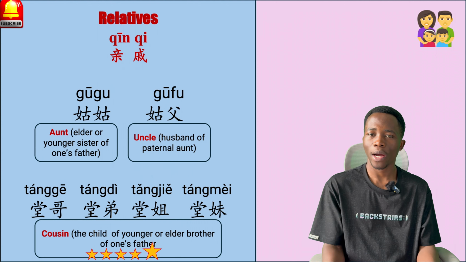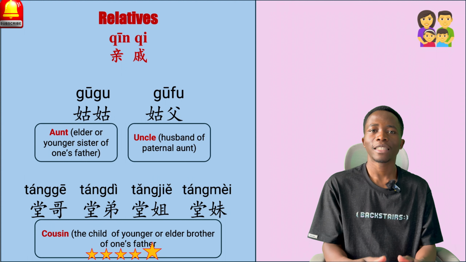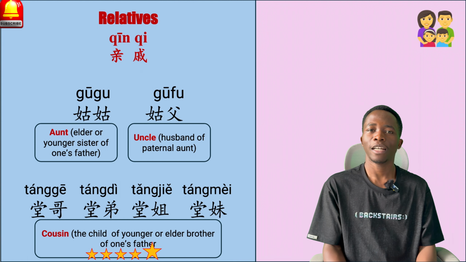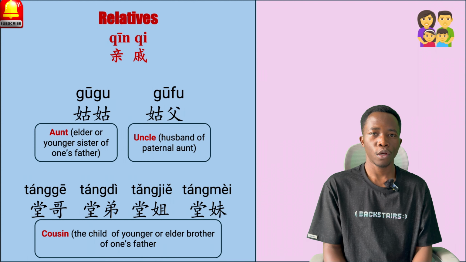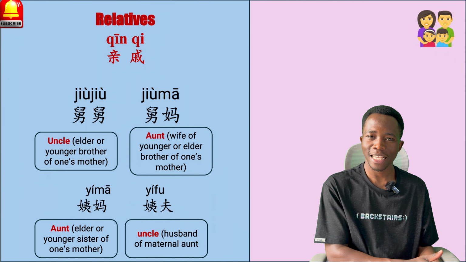Then there are 堂哥, 堂弟, 堂姐, and 堂妹. Okay? Let's proceed. Now we go to mother's side.